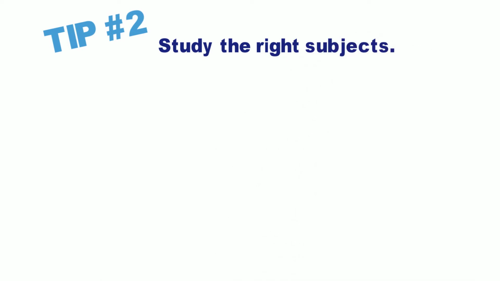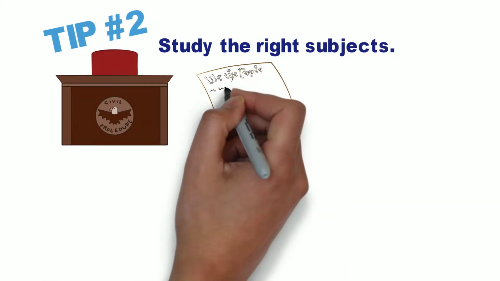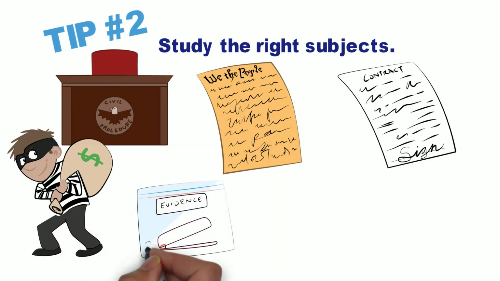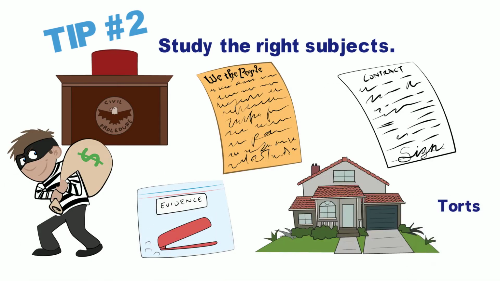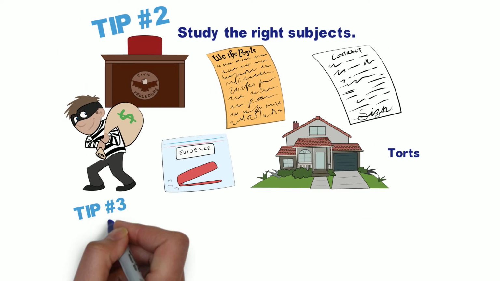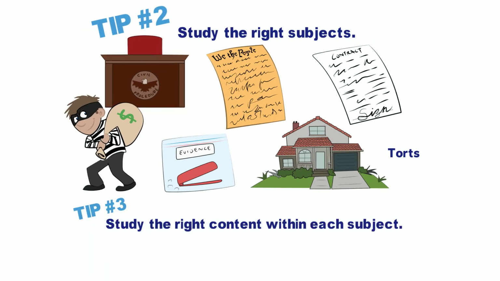Tip number 2, study the right subjects. What are the right MBE subjects? Civil procedure, constitutional law, contracts, criminal law and procedure, evidence, real property, and torts. And each matters equally.